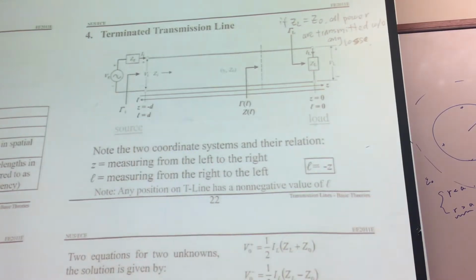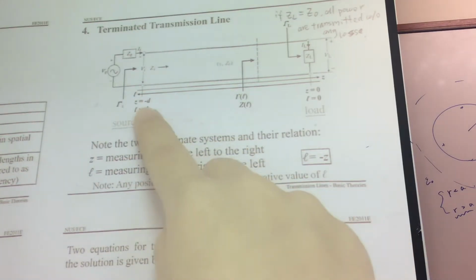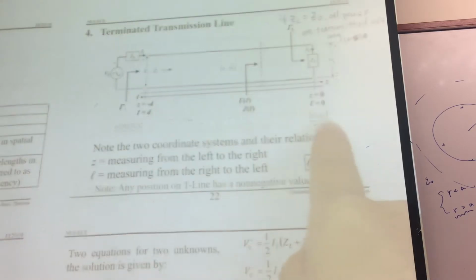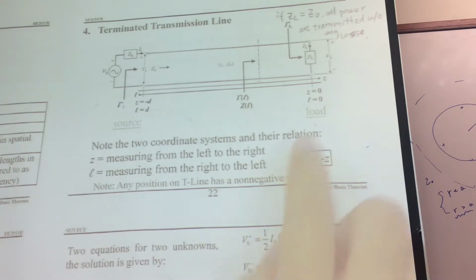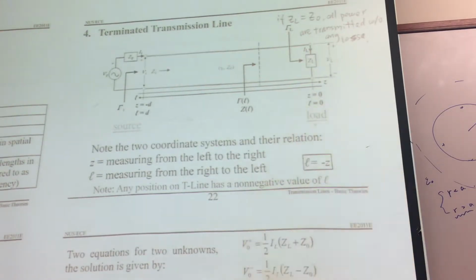And the L here is 0, and the L here is D, positive D. So L is usually a positive number, and Z has a minus sign. Okay? This kind of positive and negative thing will sometimes cause you problems in your later calculations. Just pay attention to this. L is the length, which is a positive number, and Z is the negative one.